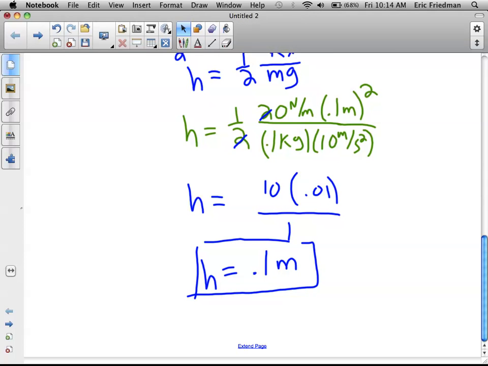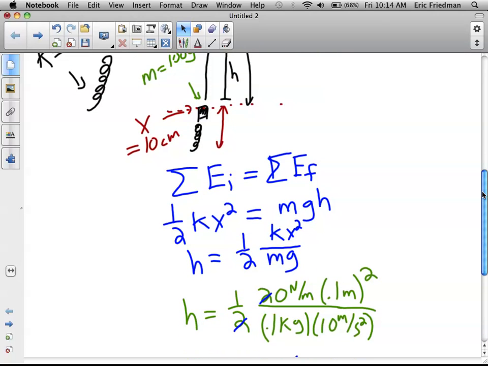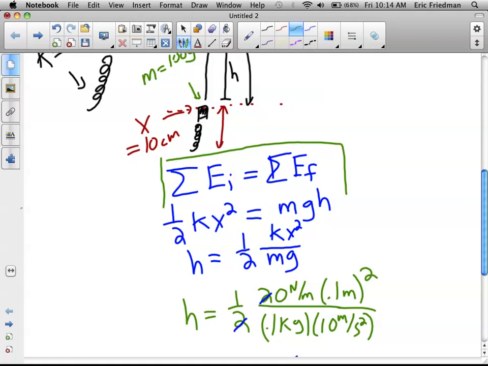One thing we can pay attention to, once again, is that this is our conservation of energy problem. So always set the initial energy equal to the final energy. In this case, we just had spring energy on this side turning into potential energy on this side.